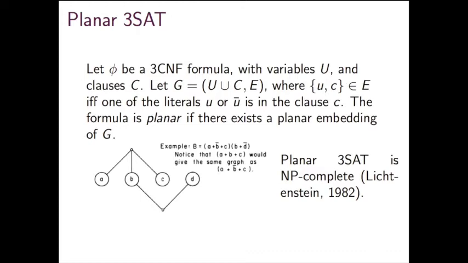Planar 3SAT is essentially 3SAT where your problem can be expressed as a planar graph in the following way. Your vertices are the clauses and the variables, and you draw an edge from a clause to a variable whenever that variable or its negation appears in the clause. And if you can lay that graph out in the plane, then your 3SAT problem is planar. This was shown to be NP-complete. This is not a new problem; it was shown to be NP-complete by Lichtenstein in 1982. It's been around for a long time, and another good thing about a problem that's been used for so many reductions is that you can get lots of ideas for how to use it by looking at other people's work.